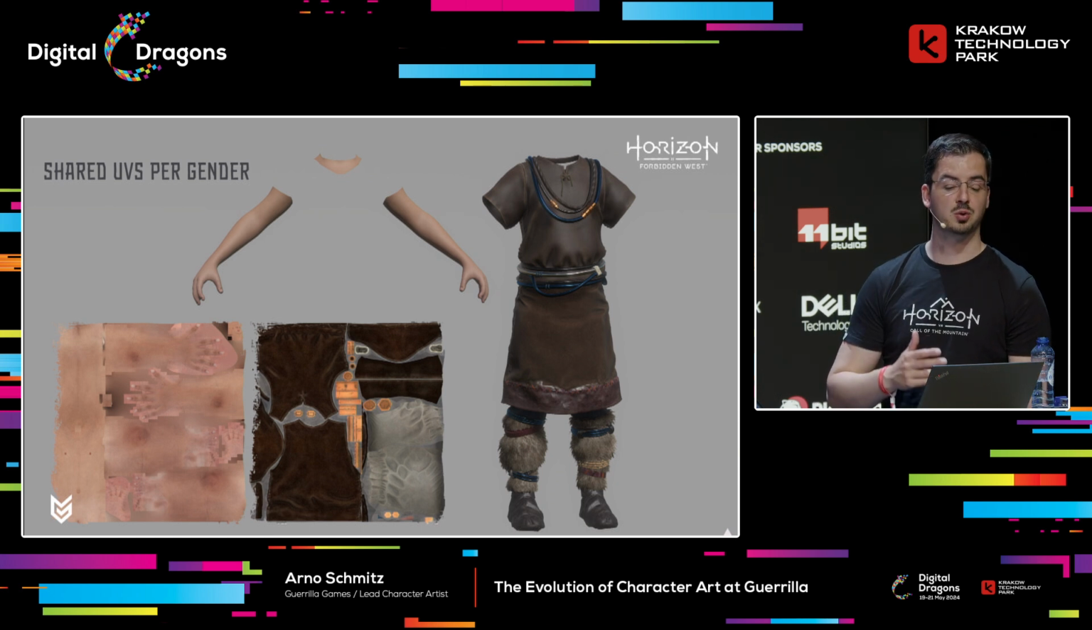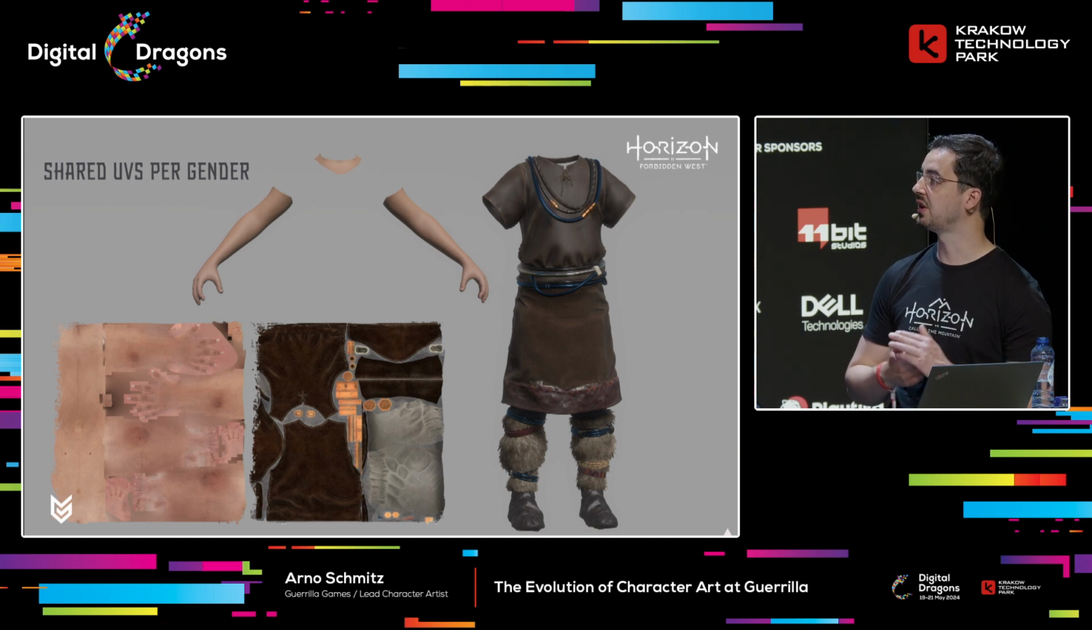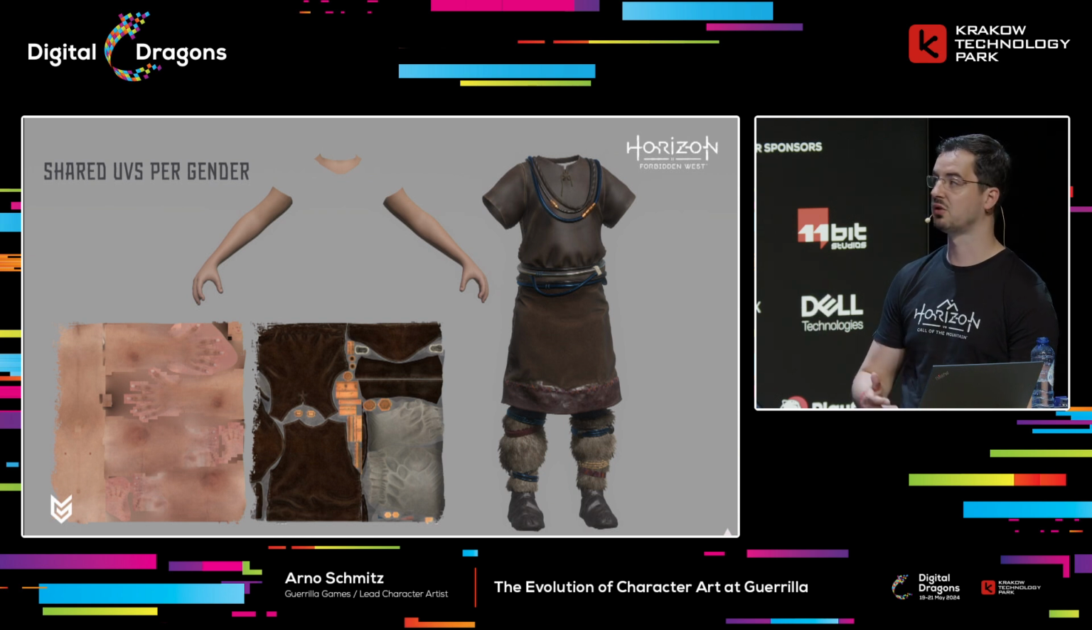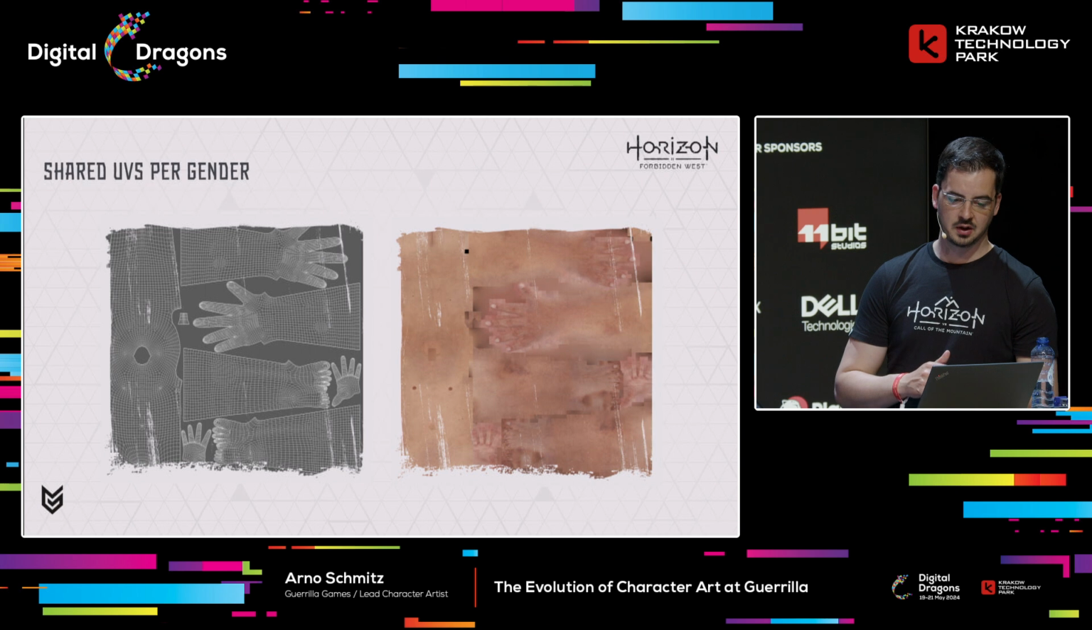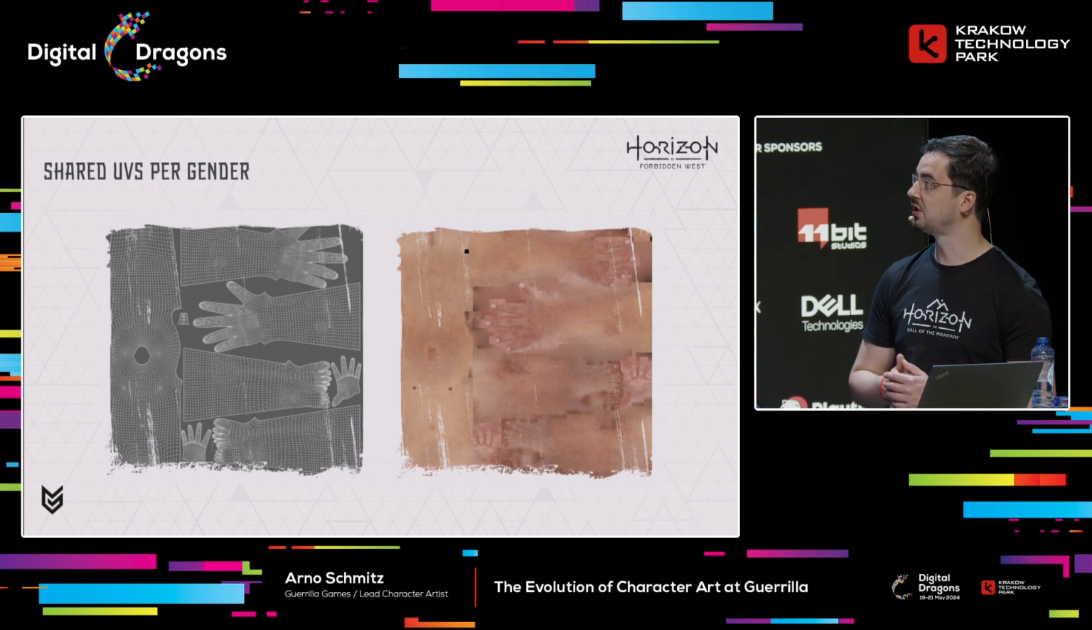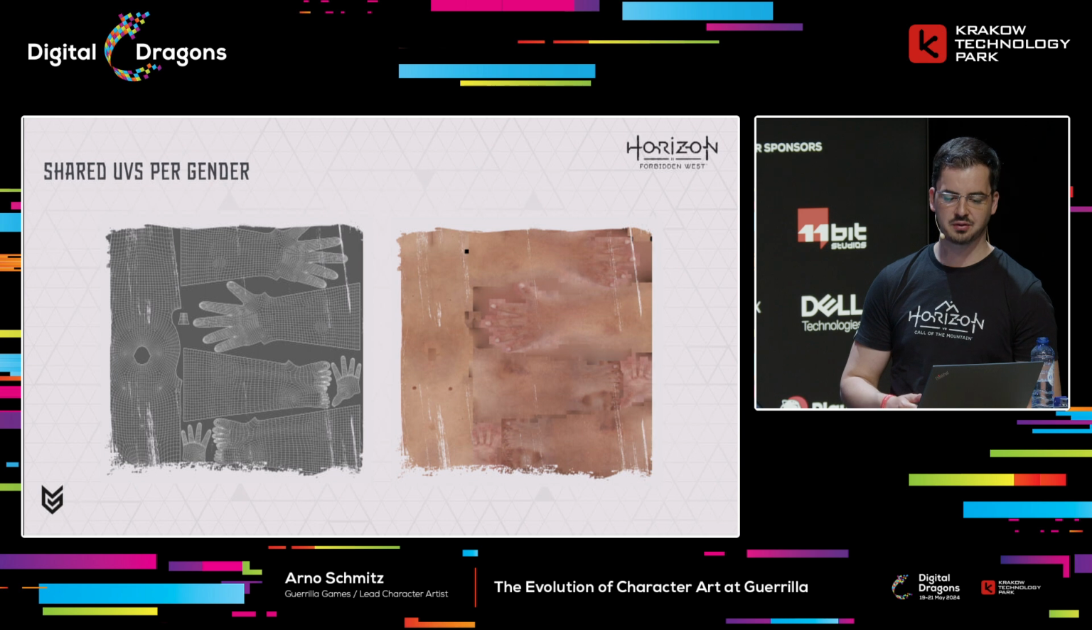And this left us with a lot more flexibility, allowing us to keep iterating on both the skin shader and the skin texture throughout production, and all the characters will just benefit from those improvements. That means all the characters of the same gender now have the same shared UVs for the skin. So we have shared UVs for male, female, and child, and the heavy archetype just uses the male UVs and textures.